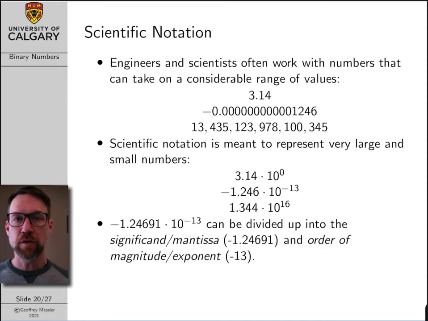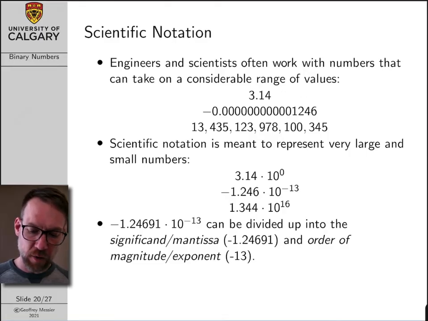So that concludes our discussion of fixed point numbers, and now I want to move on to talk about floating point numbers. And first of all, just a little bit of an explanation about where the names come from. Fixed point numbers are named because the binary point is always in the same location. The binary point is fixed.